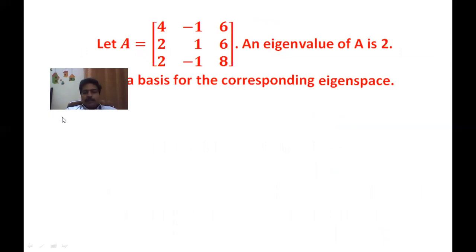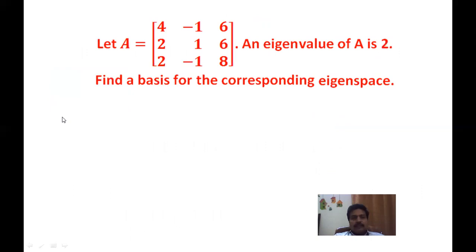So let us solve a problem related to eigenspace. Let A be the matrix with rows 4, minus 1, 6; 2, 1, 6; 2, minus 1, 8. An eigenvalue of A is 2. One of the eigenvalues is given here. This matrix is a 3 by 3 matrix, so it will have 3 eigenvalues, out of which one eigenvalue is given to us. Find a basis for the corresponding eigenspace.